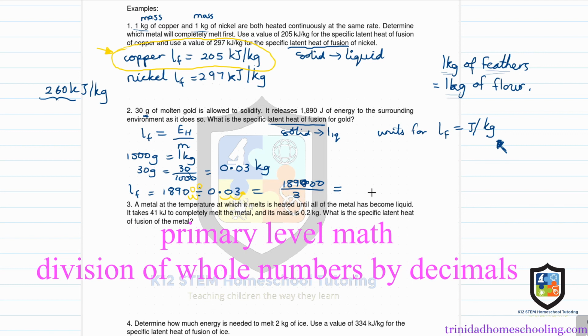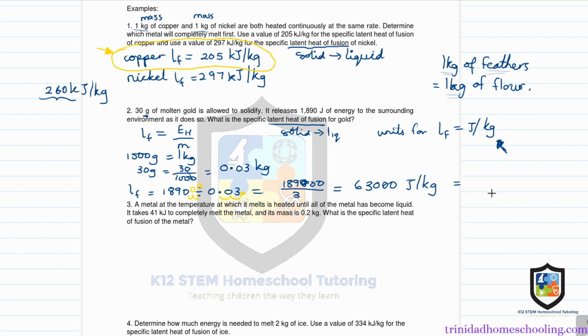18 can be divided by 3 6 times. 3 could go into 9 3 times. And the rest are zeros. Okay? And your units is joules per kilogram. And if you wanted to put it in kilojoules, you would divide by 1000 and you would have 63 kilojoules per kilogram.